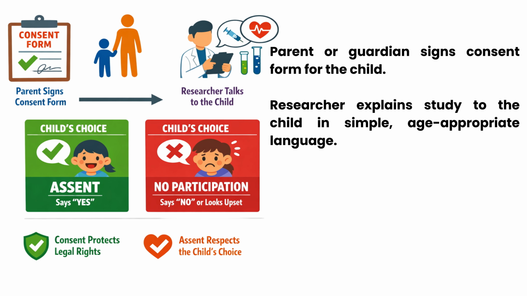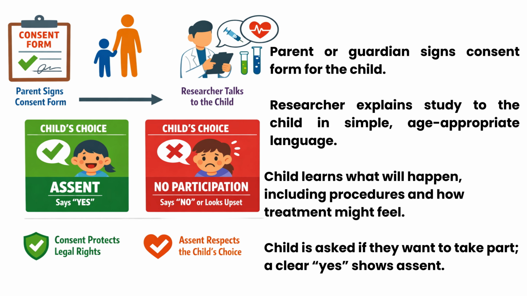When a child is involved in the same hospital study, the parent or guardian signs the consent form on the child's behalf. After that, the researcher speaks directly to the child using simple and age-appropriate language. Instead of reading the full consent form, the researcher explains what will happen in a way the child can understand, such as describing simple procedures or how the treatment might feel. The child is then asked if they want to take part. A clear yes shows assent.